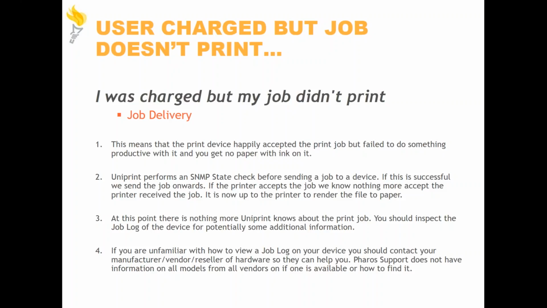And now at that point, we know nothing more except the printer received the print job, the raw print file in its entirety. So it's now, number 2, up to the printer to render the file to paper. So number 3, at this point, there's nothing more that Uniprint knows about the print job. So sometimes you may see things like PCL XL error number something on, you print out one sheet of paper, or you see the occasional PostScript error message get printed out on the paper.